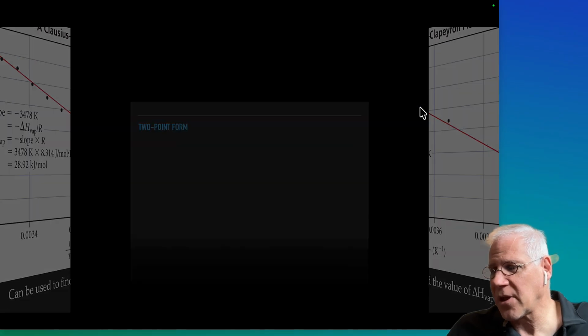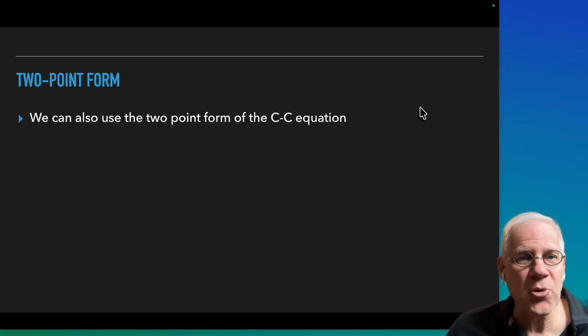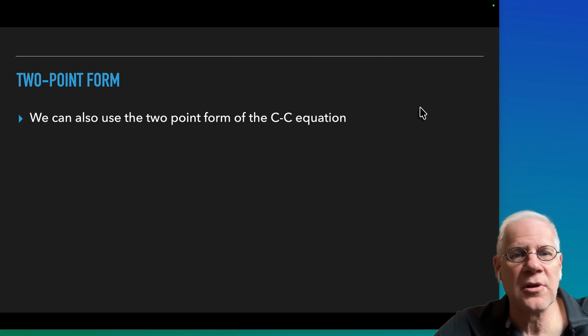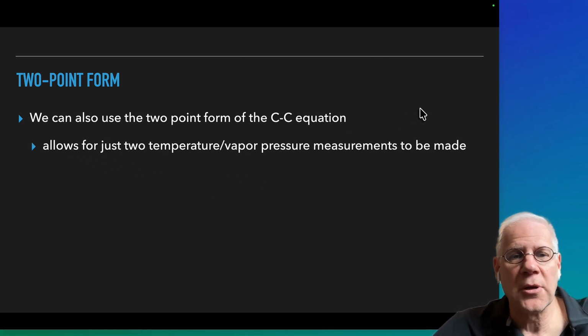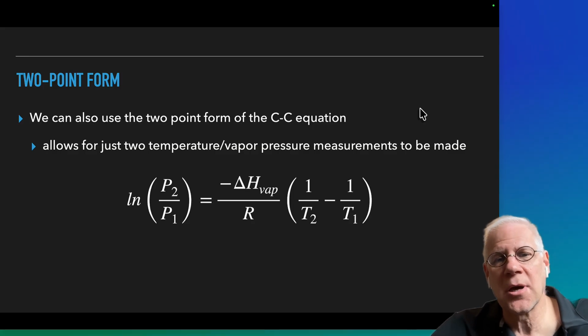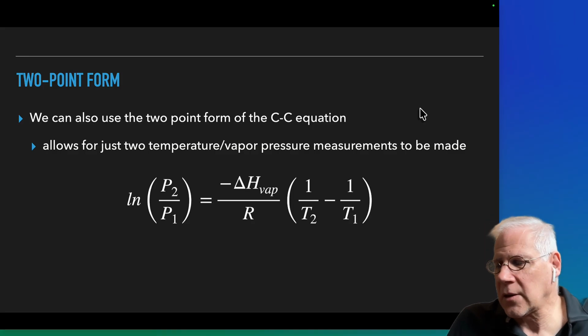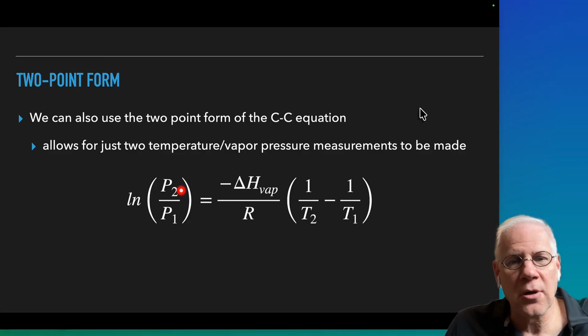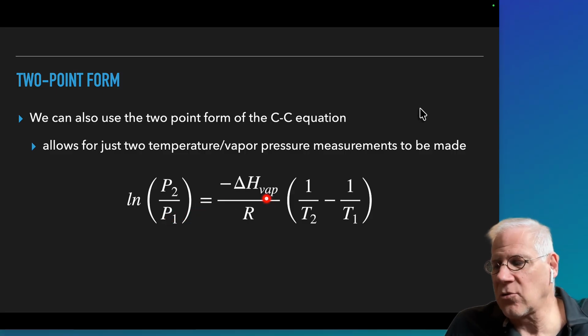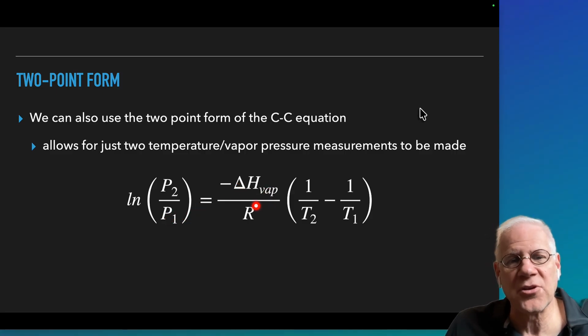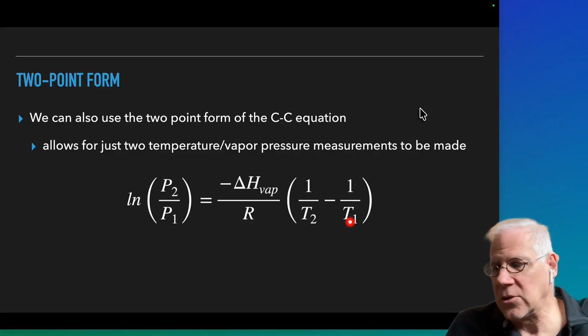So that's a little bit of a complex way to go. One of the most common ways that we use the Clausius-Clapeyron equation is what's called the two-point form. In the two-point form, we're just taking two temperatures and two vapor pressure measurements, and we can manipulate them algebraically so that we get the natural log of P2 over P1. So these are our two vapor pressures at the two different temperatures. That's going to be equal to, we still have our negative delta H vaporization over R, and then we have our 1 over T2 minus 1 over T1.